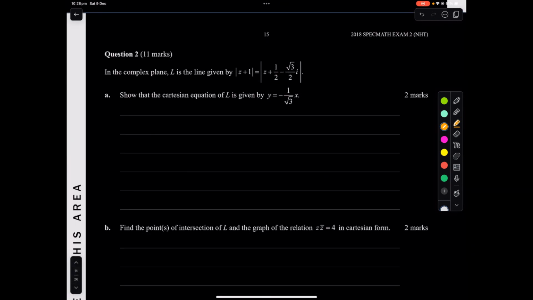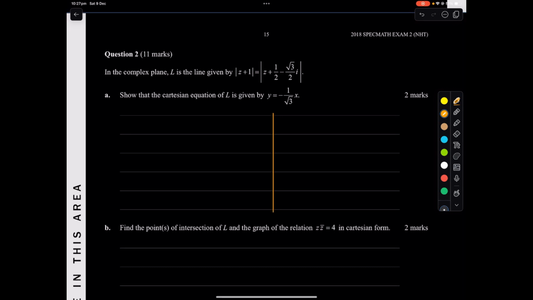Question 2. In the complex plane, L is a line given by this. Show that the Cartesian equation of L is given by this. There are actually 2 ways you can do this. There is the perpendicular bisector or the actual normal way. For example, let's do the normal way. A lot of students know.